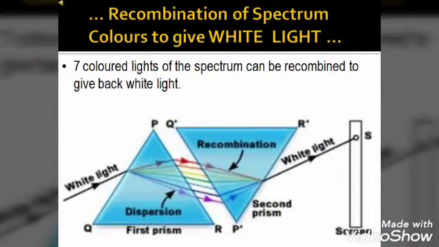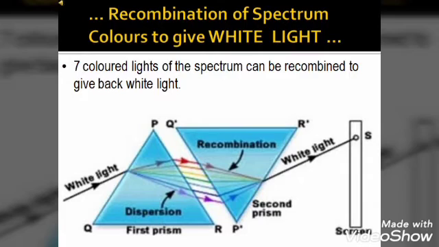Next is recombination of spectrum colors to give white light. Now as a prism deviates white light into the 7 colors, by recombining these 7 colors it can give white light again. How? First, a prism has separated the white light into 7 colors, but the second prism receives all the 7 colors from the first prism and recombines them into the original white beam of light which falls on the screen S.